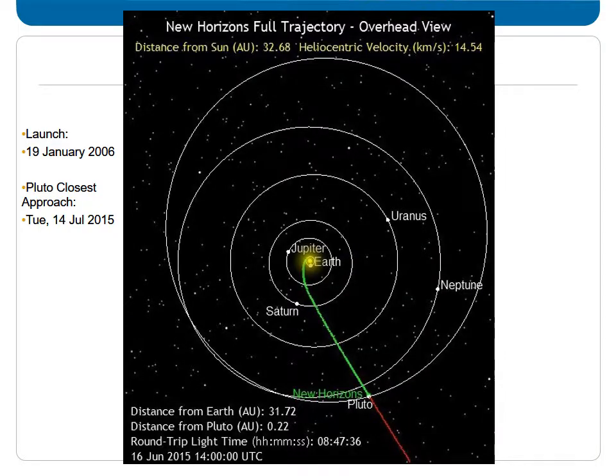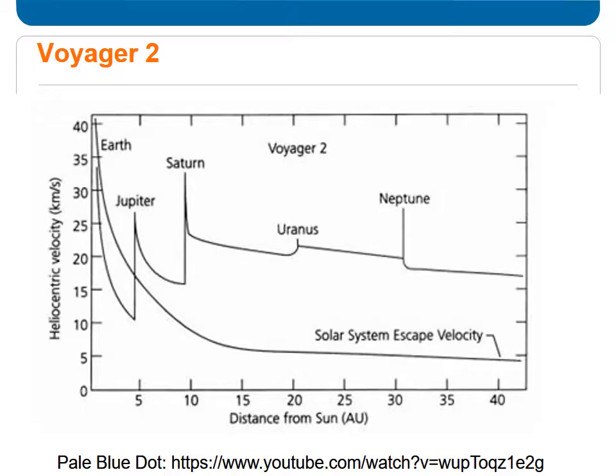New Horizons is well past Pluto and on its way to rendezvous with Kuiper Belt Object 2014 MU69 in January 2019. Voyager 2 was launched with a speed relative to the Sun of less than 35 kilometers per second, passing by Jupiter, Saturn, Uranus, and Neptune in a so-called slingshot orbit. The Voyager spacecraft acquired additional speed, easily surpassing the escape velocity.